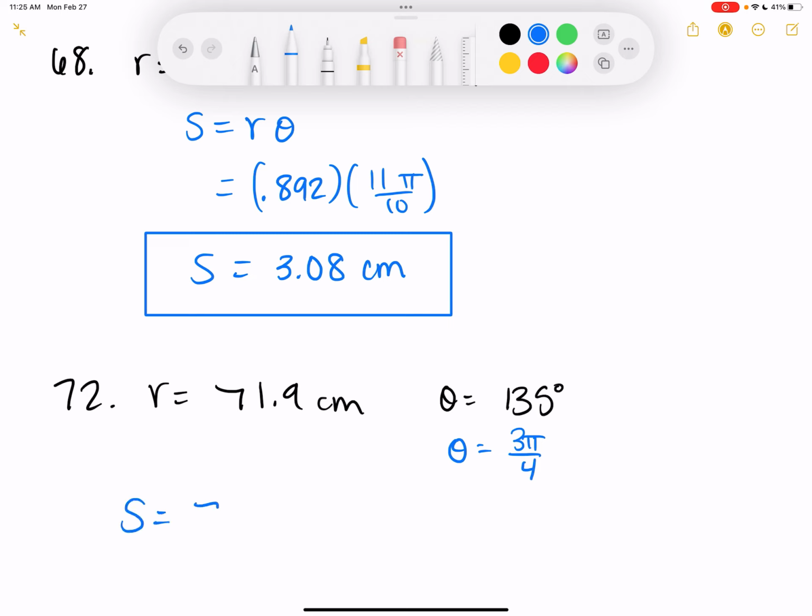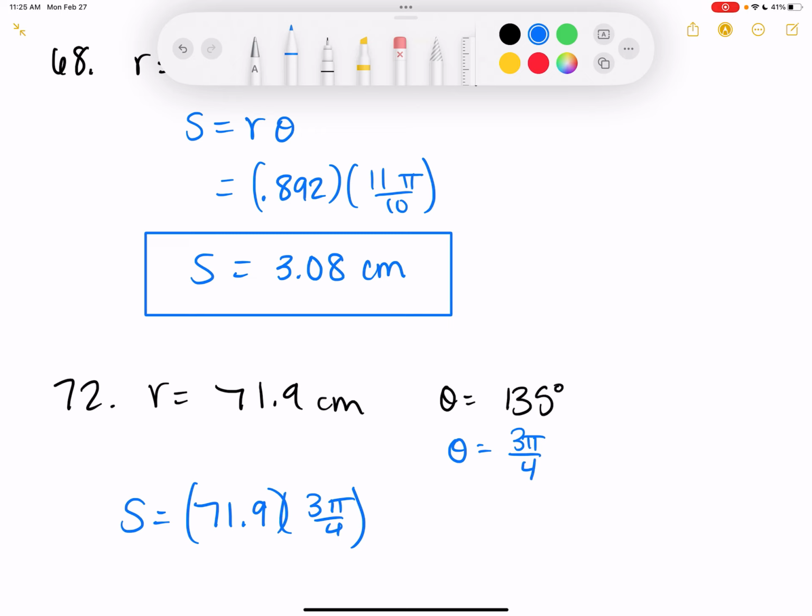3 pi over 4. S equals 71.9 times 3 pi over 4. I got it. Hold on. 71.9.